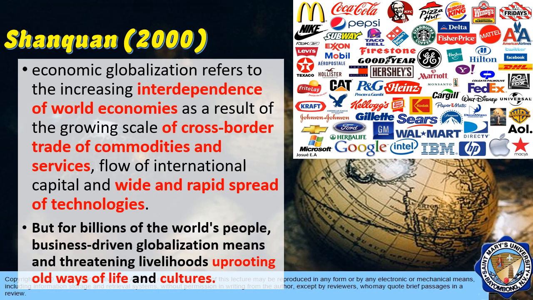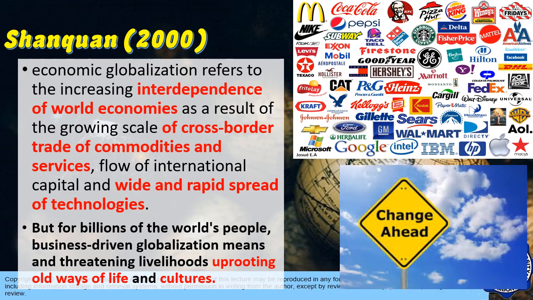But for other people, business-driven globalization means threatening livelihoods, uprooting old ways of life and culture. So this gives us the negative effects of economic globalization that can happen in our day-to-day lives, such as, for example, the bankruptcy of small-scale businesses because of the existence of international corporations or businesses, and on the other hand, because of the impact or the influence of international brands or products, our culture is slowly changing, or shall we say, diminishing.